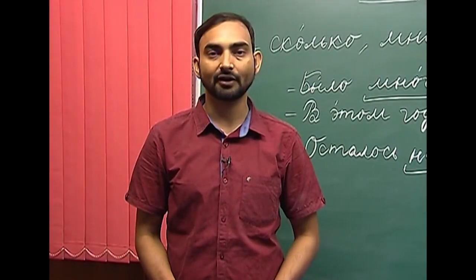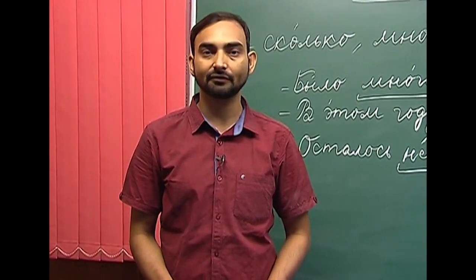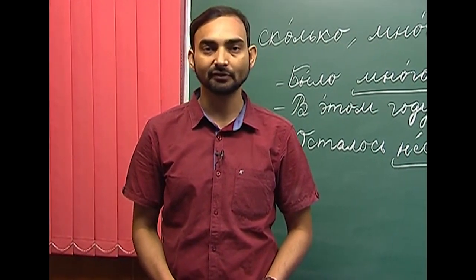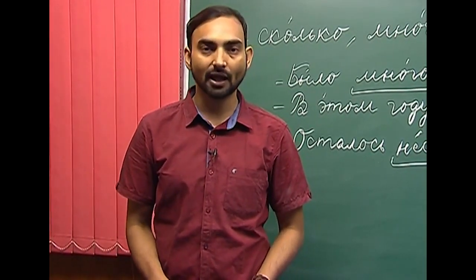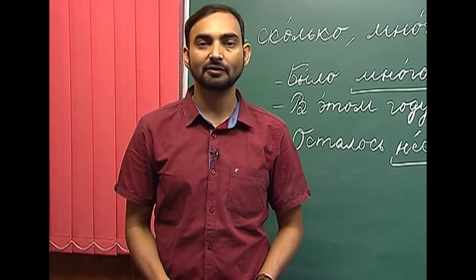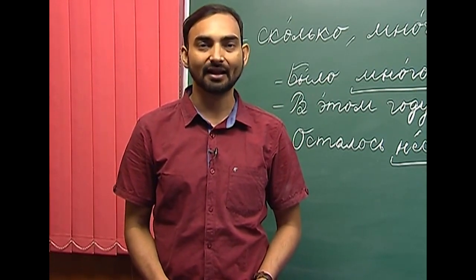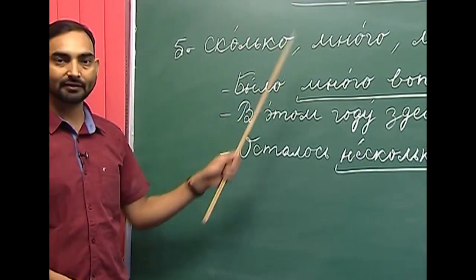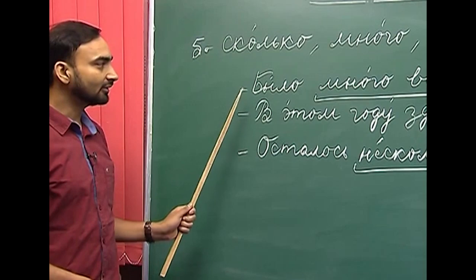The genitive case of nouns is also used after certain words which denote the relative quantity of nouns. For example, skolko, stolko, malo, mnogo, neskolko and others. Skolko, we have already done this word before. Skolko is how many or how much, mnogo is a lot, malo is few, neskolko is several. Let us look at the examples where these words have been used.